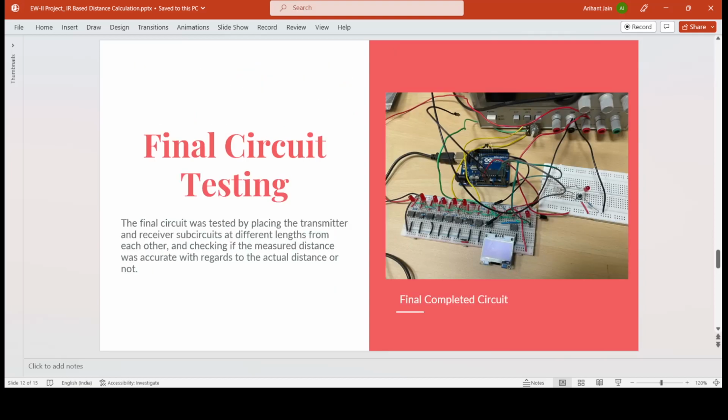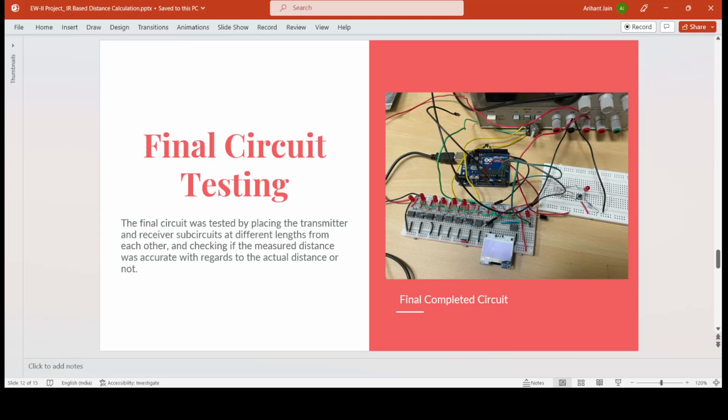So now, our final circuit testing. The final circuit was tested by using a ruler for accurate distance values. By placing the transmitter and receiver at specific distances, we got voltage readings, using which we got the graph that was shown.